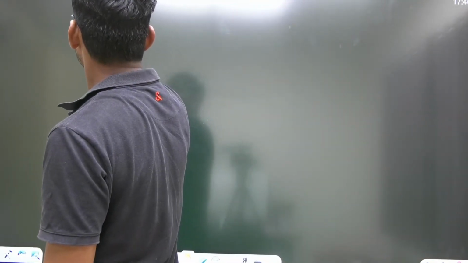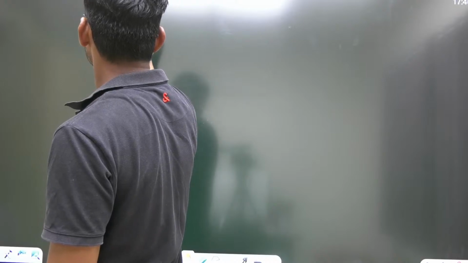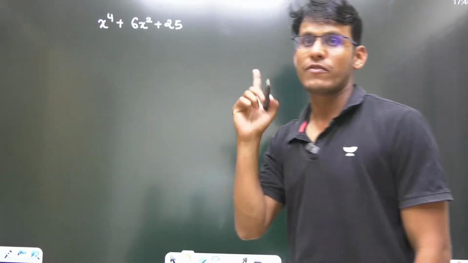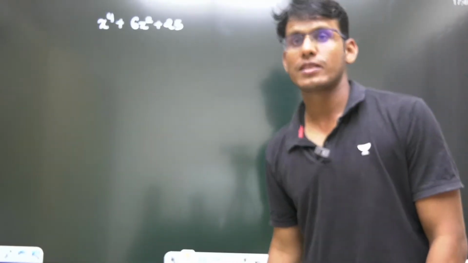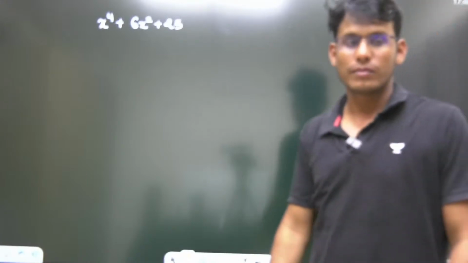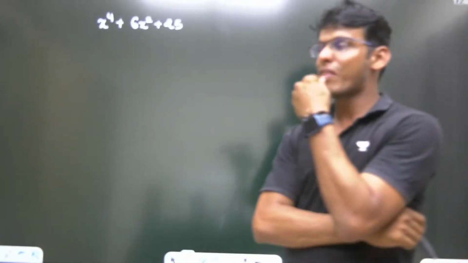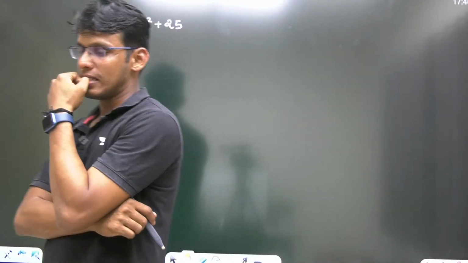x to the power 4 plus 6x square plus 25. Let's factorize this.